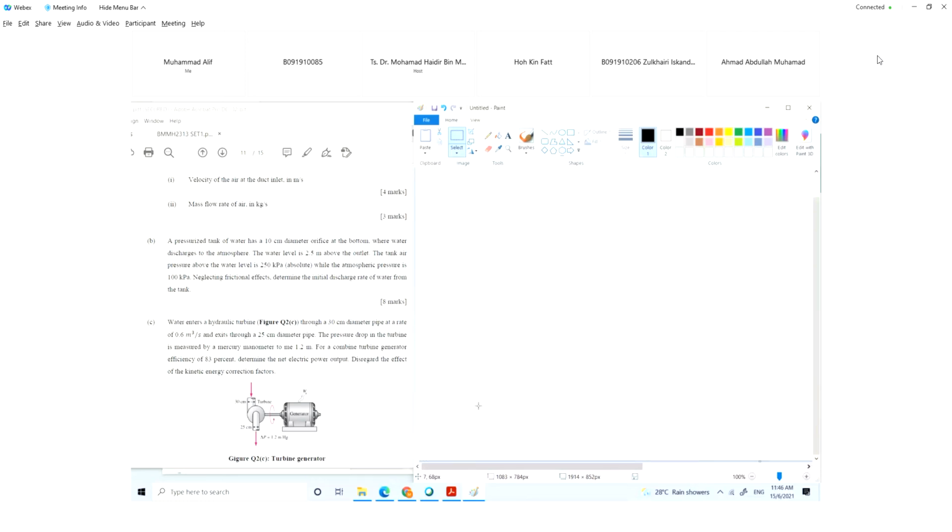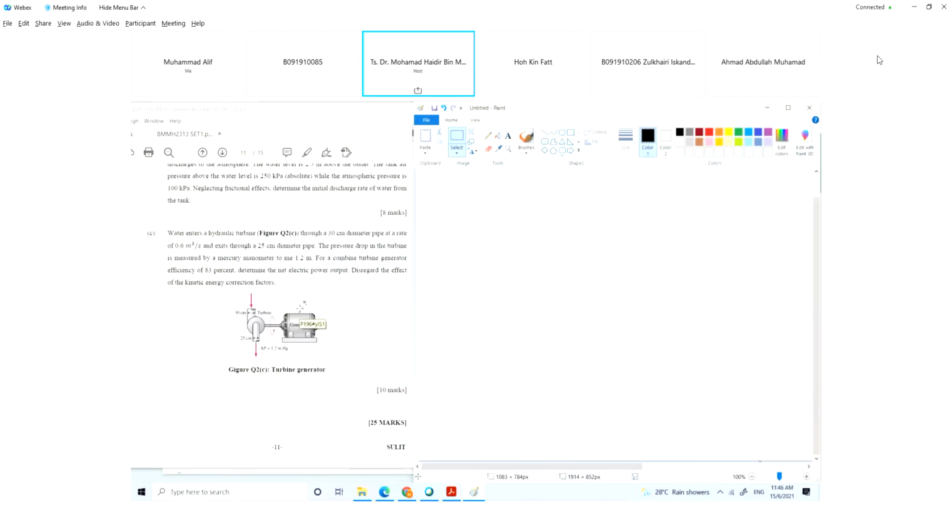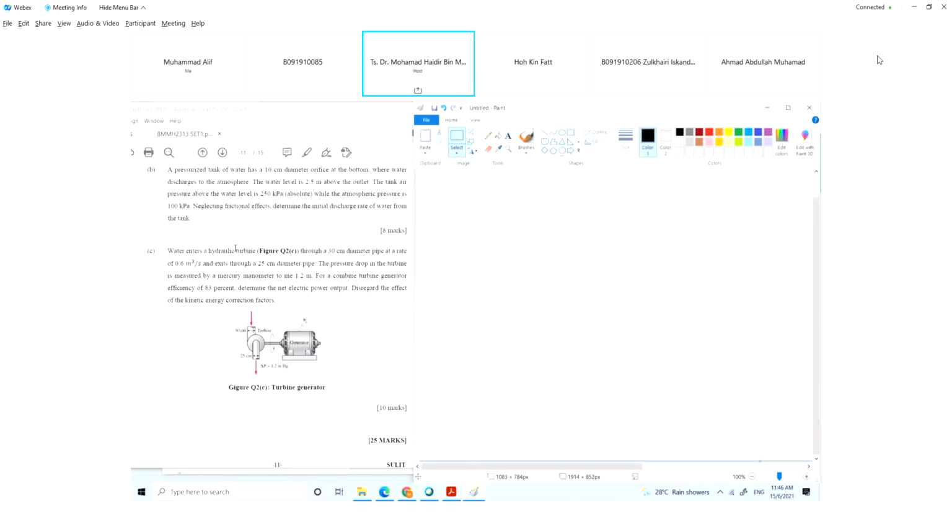Now again, we go to question 2C. Water enters a hydraulic turbine through a 30 centimeter diameter pipe at a rate of 0.6 meter cube per second and exits through a 25 centimeter diameter pipe. The pressure drop at the turbine is measured by a mercury manometer to be 1.2 meter. The pressure difference is 1.2 meter. For a combined turbine generator efficiency of 83%, determine the net electric power output. Disregard the effect of kinetic energy correction factor.